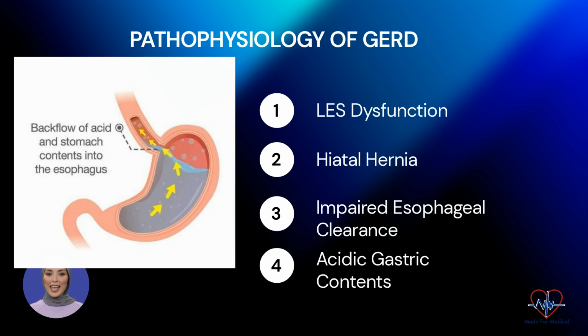Chronic exposure to acid can result in erosions, ulcerations, and changes in the cellular structure of the esophageal lining. In some cases, this chronic irritation can lead to complications such as esophageal strictures, narrowing of the esophagus, Barrett's esophagus, a precancerous condition characterized by abnormal changes in the lining of the esophagus, and even esophageal cancer.